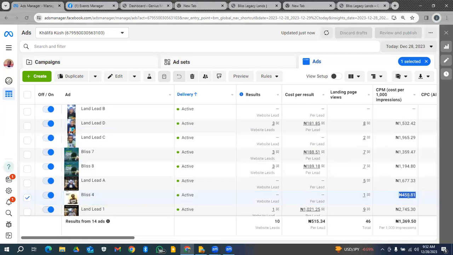What are the CPM? If your CPM is too high, typically if your CPM is above 1,000 naira, I will ask you to kill that ad. If your CPM is above 1,000 naira, do not allow that ad to run. But in this case, I am allowing this ad to run for several reasons.